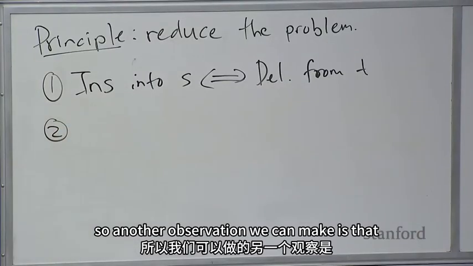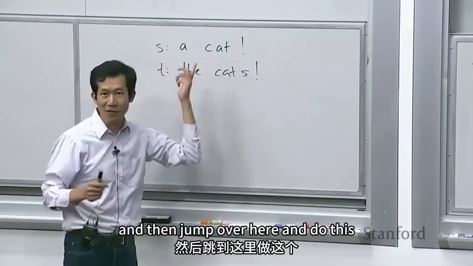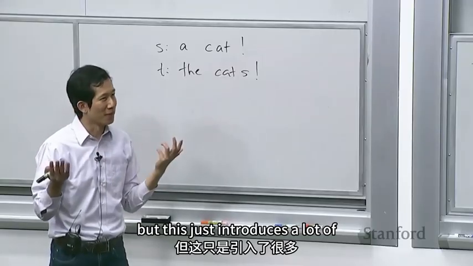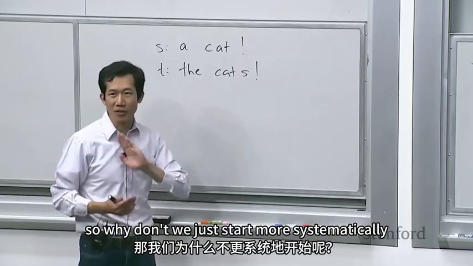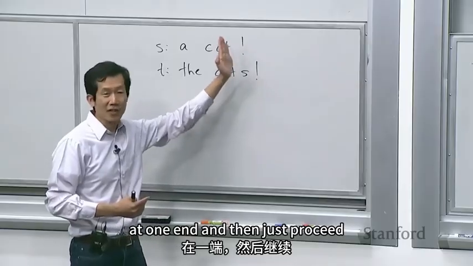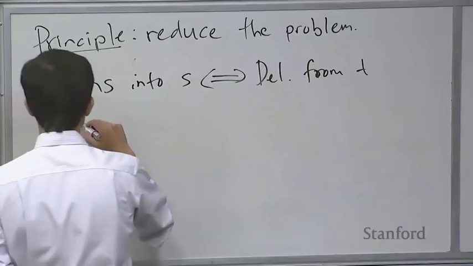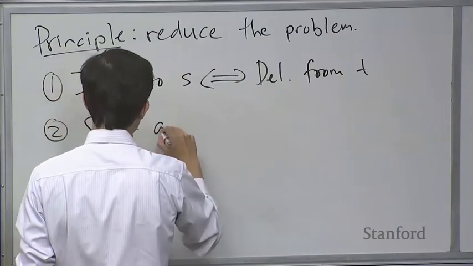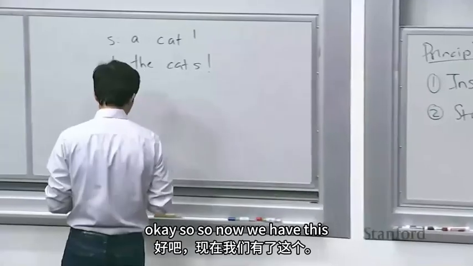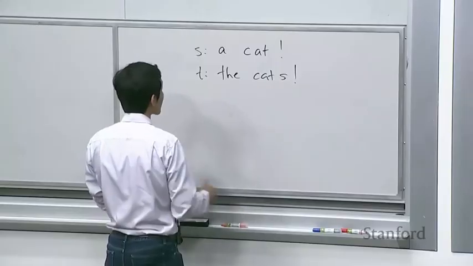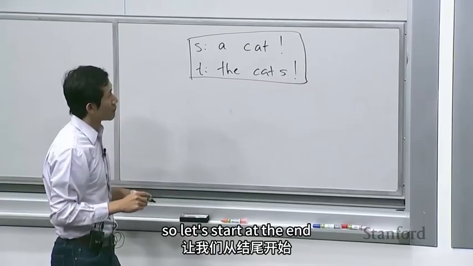So another observation we can make is that we can start inserting anywhere. We can start inserting here and then jump over here and do this. But this just introduces a lot of ways of doing it, which all kind of result in the same answer. So why don't we just start more systematically at one end and then just proceed and try to chisel off the problem kind of, let's say, from the end. Okay, so start at the end. Okay, so now we have this problem. I'm going to draw a problem in a little box here. So let's start at the end.